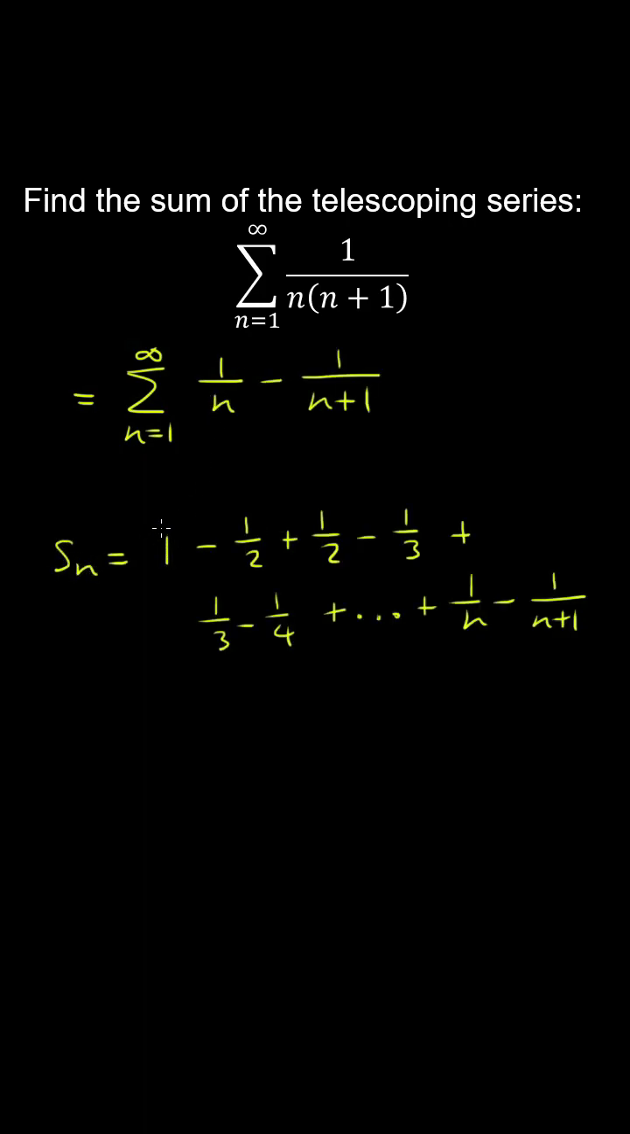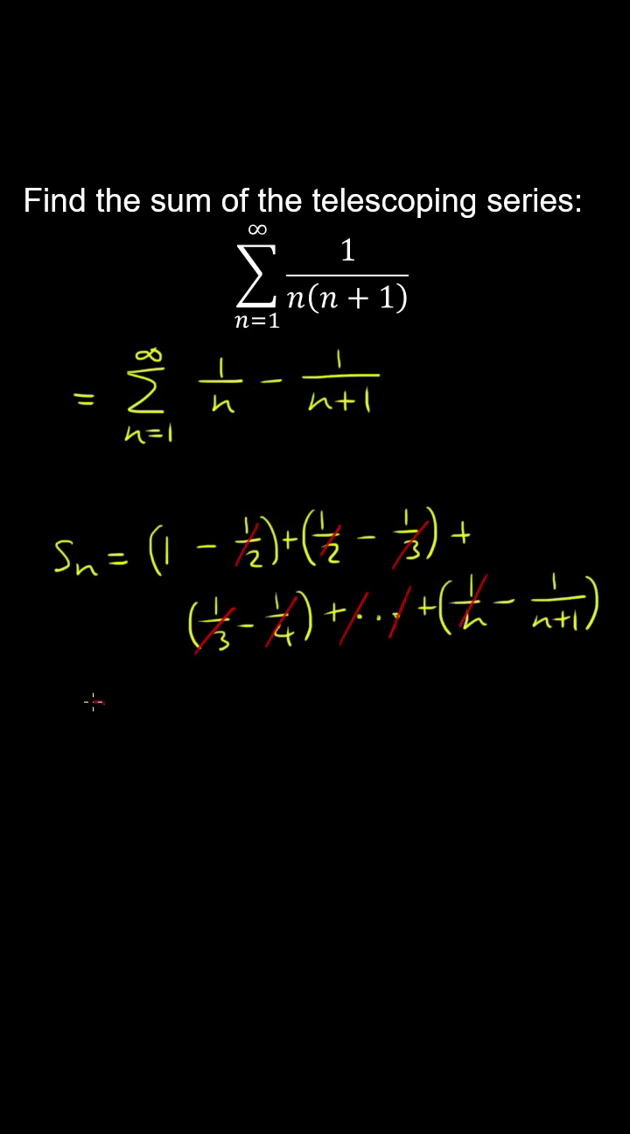Let's find the sum of the telescoping series. So I'll leave it to you to apply the method of partial fractions, and you can write the series in the following form. So the nth partial sum can be written as follows, and now we can group every two terms together, and then we can cancel out the like terms, so minus 1/2 plus 1/2, and so on.